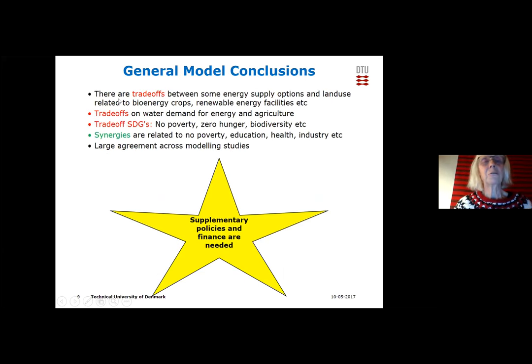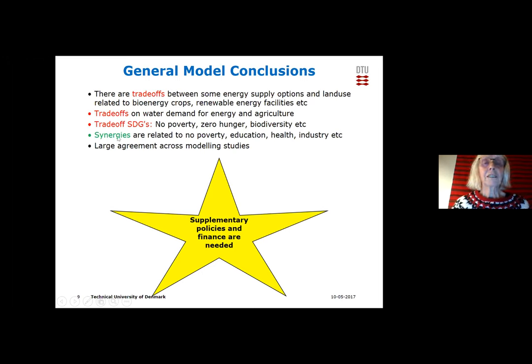So what I can conclude based on that, and this is only concluded based on these integrated assessment models, because we also have sectoral models, is that there could be trade-offs between some energy supply options and land use related to bioenergy crops, renewable energy facilities, and so forth. Also on water demand, for energy and agriculture, and we have all the nexus issues. We could have problems with no poverty, zero hunger. Biodiversity is an issue also.